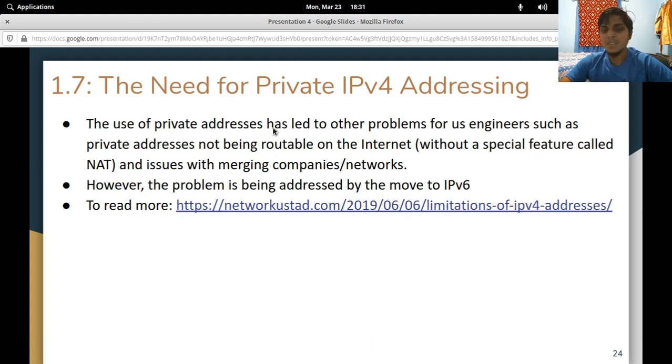The use of private addresses has led to other problems for us engineers, such as private addresses not being routable on the internet without a special feature called NAT, which we will discuss in a few classes down the road. And we also have issues with merging companies or networks. However, the problem is being addressed by the move to IPv6. So you can see more discussions here. But basically, the problem is we ran out of IPv4 addresses, right?